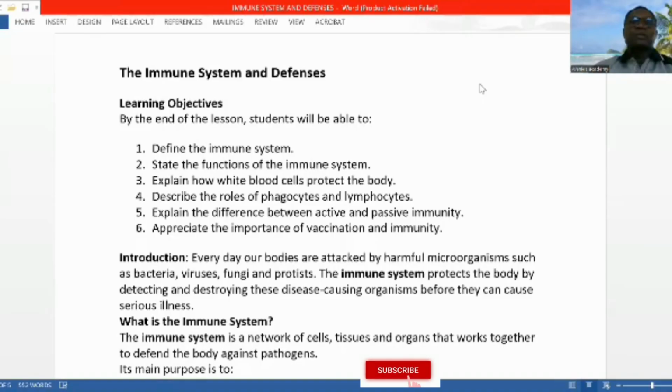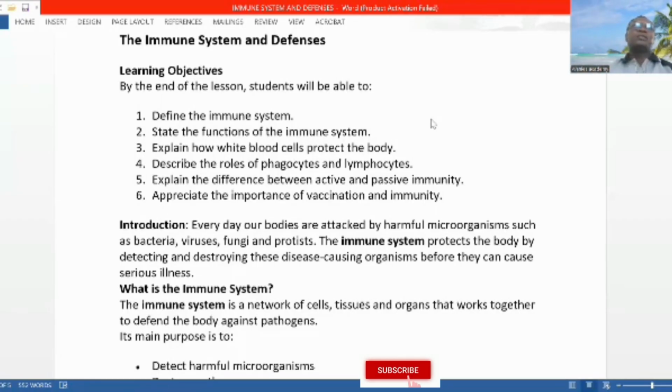Today we will discuss a very important topic, the immune system and defense mechanism. By the end of the lesson, you will be able to define the immune system, state the functions of the immune system, explain how the white blood cells protect the body, describe the roles of phagocytes and lymphocytes in the immune defense mechanism, explain the difference between active and passive immunity, and lastly, appreciate the importance of vaccination and immunity in helping the body gain a high level of what? Immunity and defense.